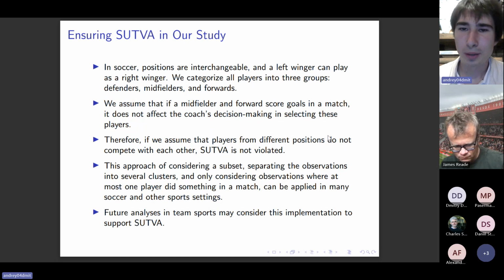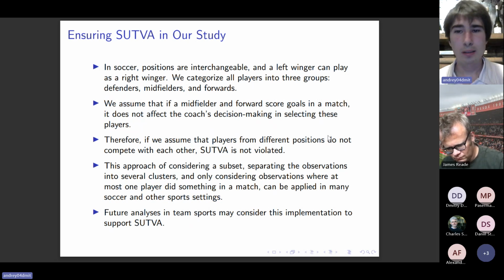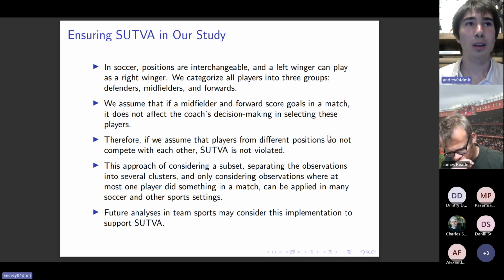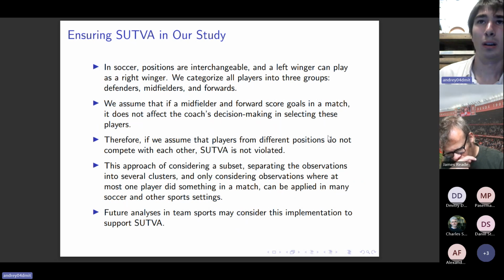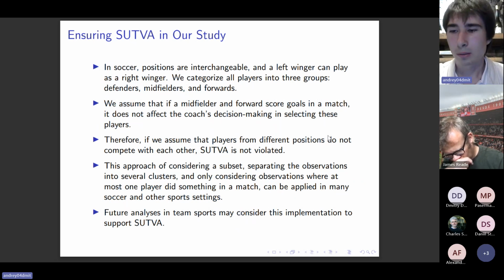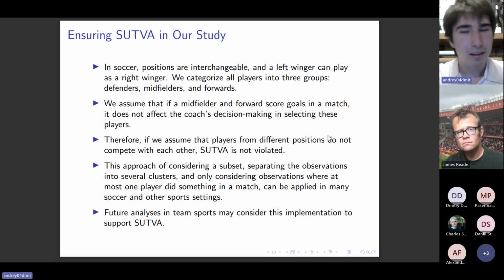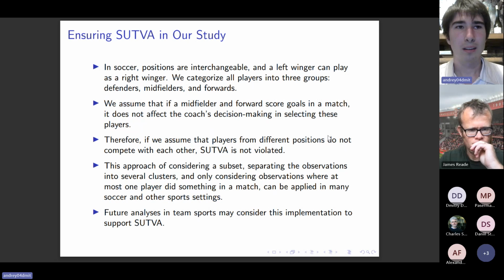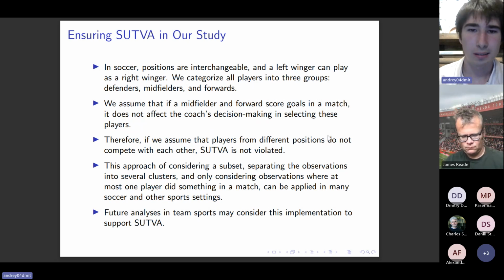Therefore, if we assume that players from different positions do not compete with each other, SUTVA isn't violated. So this assumption is met. And the estimator, the average treatment effect estimator, the effect we will find is the ATE, average treatment effect, not something else.